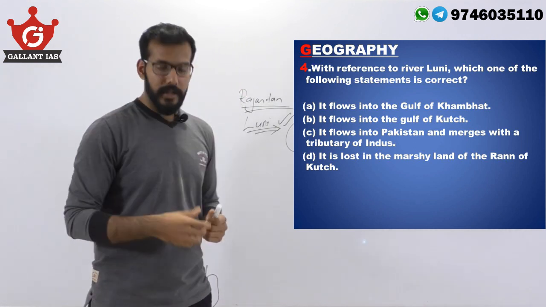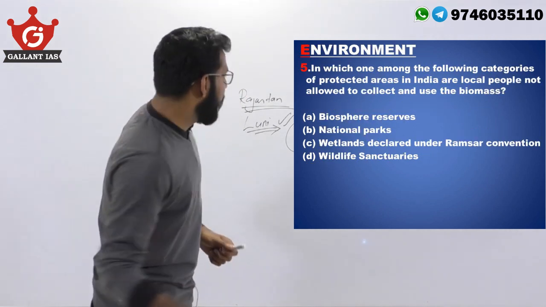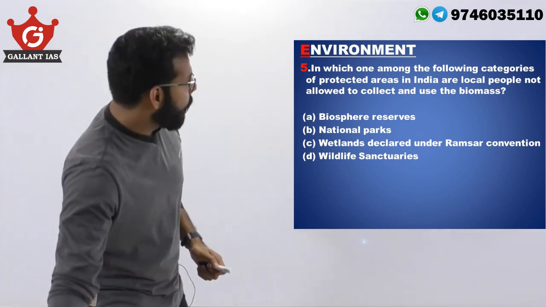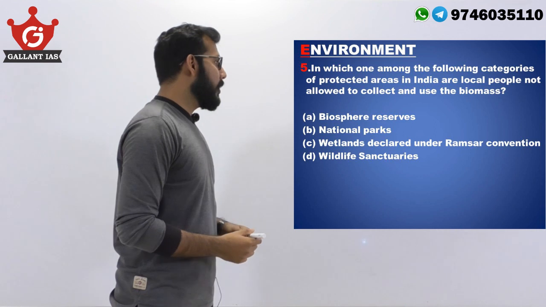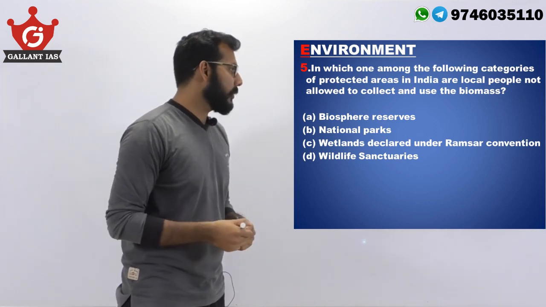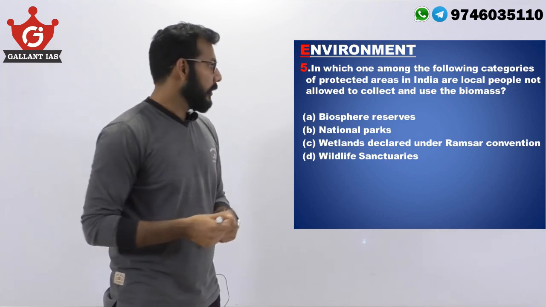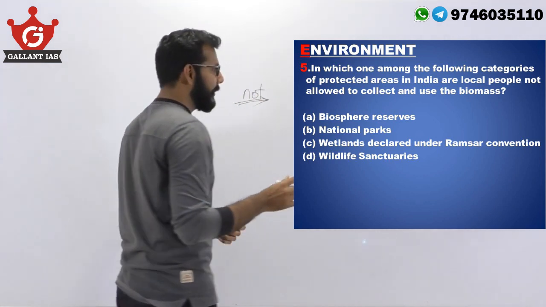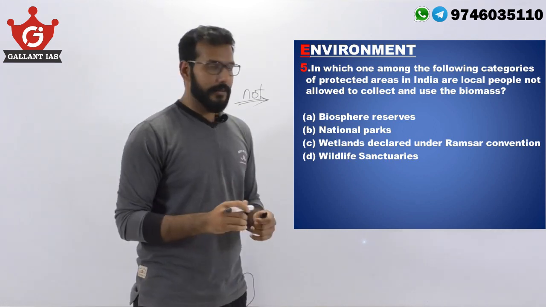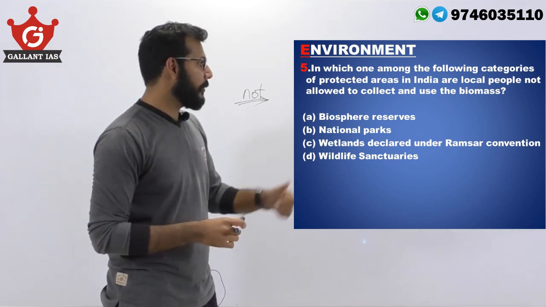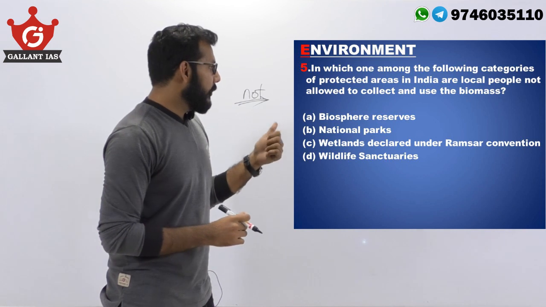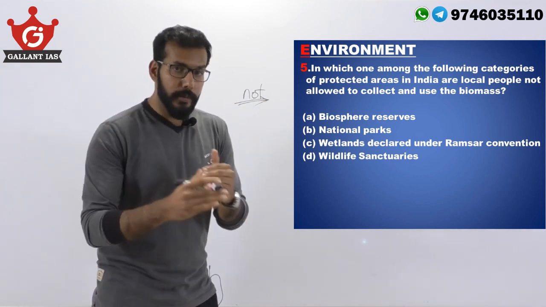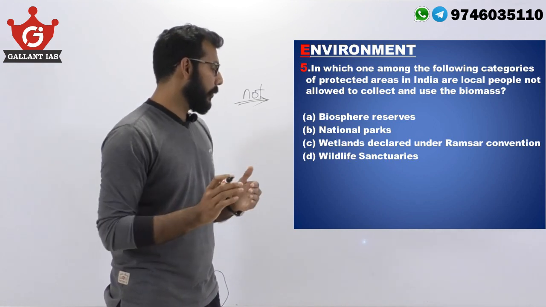Okay, then let's move on to the last question, which is from environment. In which one of the following categories of protected areas in India are local people not allowed to collect and use the biomass? There's a lot of not questions today in today's session. Be careful, it is important. You could miss that. We all committed that mistake. So be careful. They are asking which of the category of protected areas where local people are not allowed to collect and use biomass.